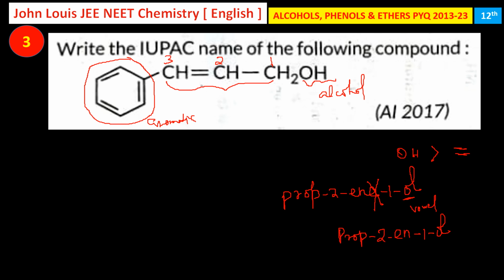But again here the benzene ring is bonded to the third carbon. So the benzene ring is known as what? Phenyl. Here one hydrogen is substituted by this entire group. Therefore this is known as phenyl. C6H5 is known as phenyl. Therefore the substituent group here is phenyl, which is bonded to which carbon? The third carbon. Therefore 3-phenylprop-2-en-1-ol. So this is the IUPAC name of this compound. Hope you understood.